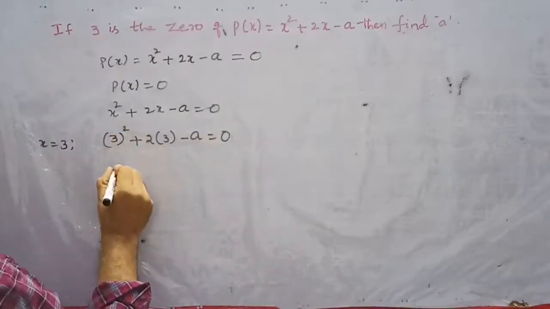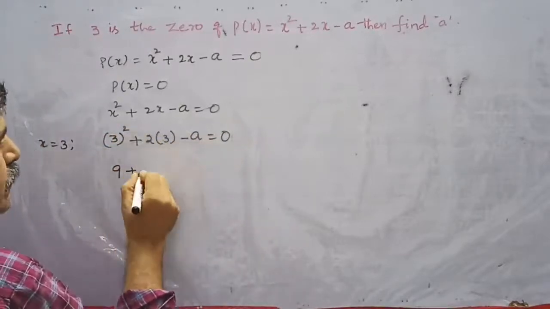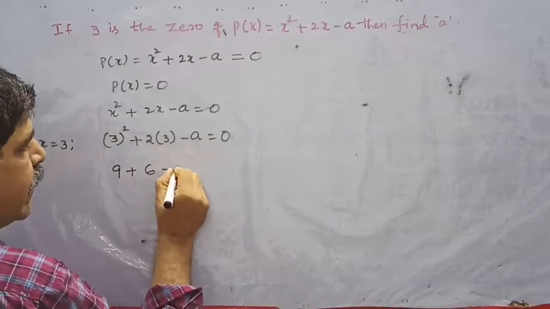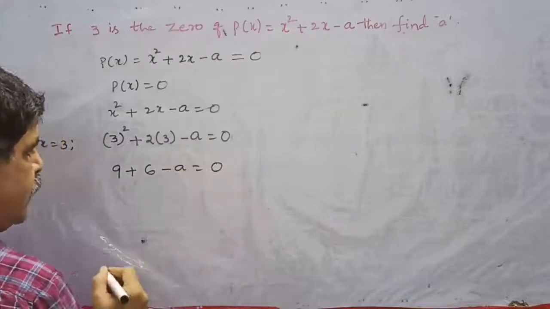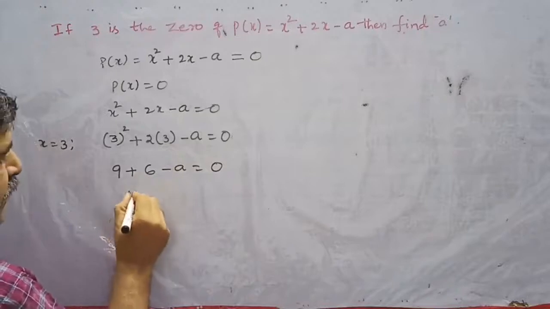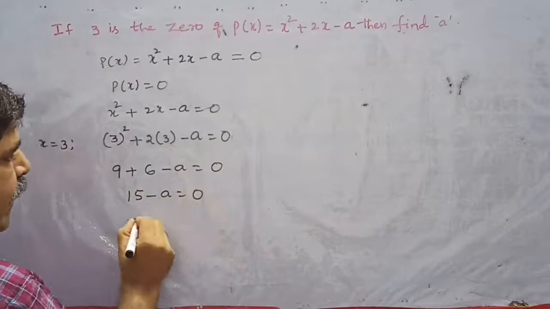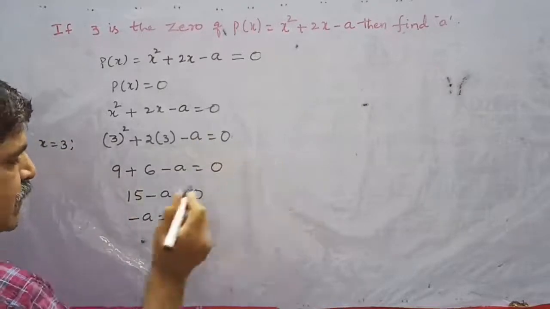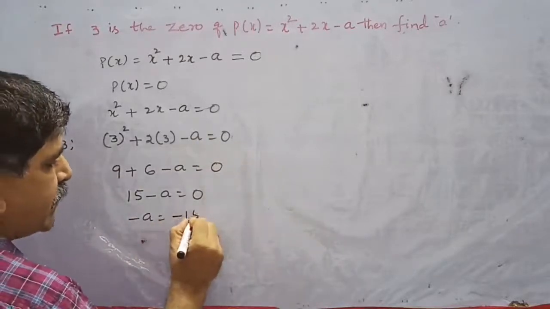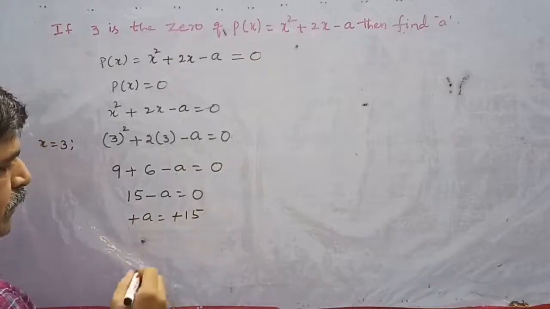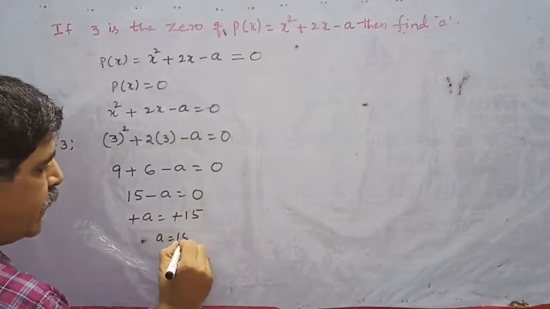3 square is 9, plus 2 3s are 6, minus a is equal to 0. 9 plus 6 is 15, minus a is equal to 0. Minus a is equal to, you take this plus 15 to this side, it becomes minus 15. So a is equal to 15.